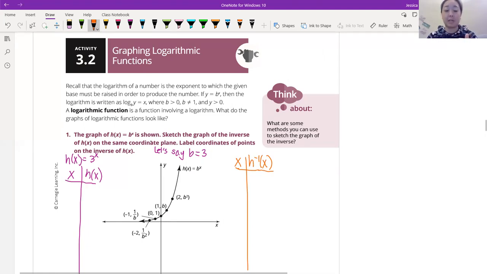Okay, so what does that look like? Remember, we saw this yesterday in the last lesson. This is our exponential right here. Here they use b, but I'm going to make it a little more concrete and say b is 3, because the other example was where b was 2.